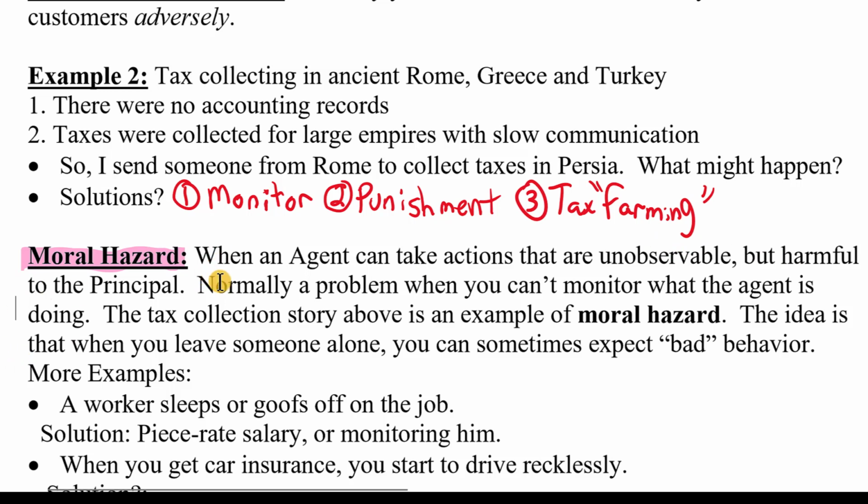Normally a problem like this is going to happen when you can't monitor, you can't watch what they're doing and check up on them. This tax collection story is an example of moral hazard, of course. The idea is that when you leave somebody alone, you can sometimes expect bad behavior from them. They might be lazy, they might be untrustworthy, they might not do their job because you can't watch what they're doing. You can't monitor their actions.